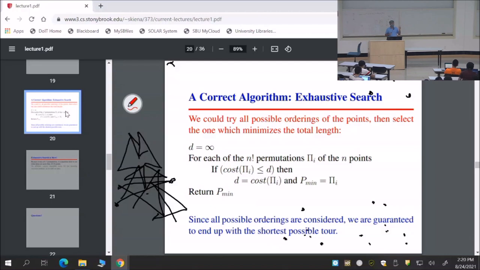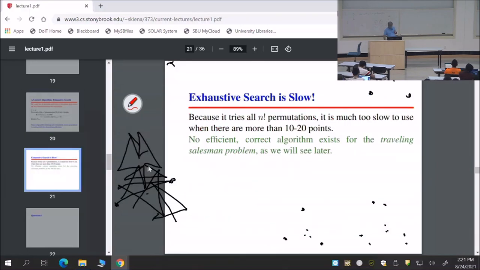Is this going to be a correct algorithm if we enumerate all possible tours, find the cost of each tour, and take the best one? The answer is yes. Is this going to be an efficient algorithm? No. By the time you get to n equals 20, this is going to be unusable on any computer in the world. And by the time you get to 30 or 40 points, you will never be able to run it. You can take all the world's computers and set it to work. So exhaustive search has the property that it is correct, but it is slow. If something takes n factorial time, or n minus 1 factorial time, or something like that, that is going to be hopelessly slow.